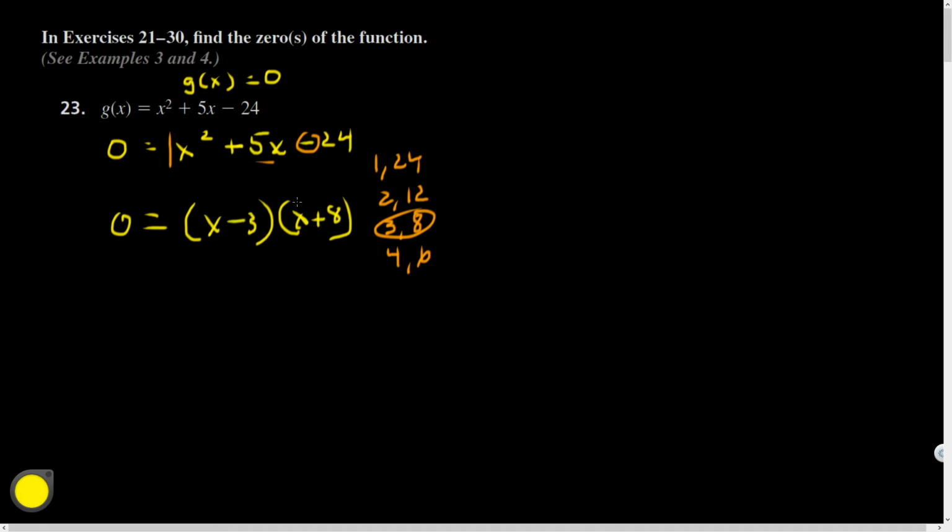And then we also learned a trick that, yes, I could use the zero product property and set each of these equal to 0, but we realized that as long as there's no number in front of the x terms in these factors, the zeros are simply going to be the opposites of those numbers. So x is 3, or x is negative 8. And these are the zeros of the function.